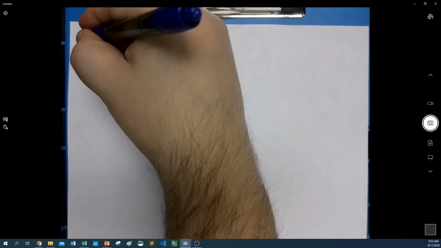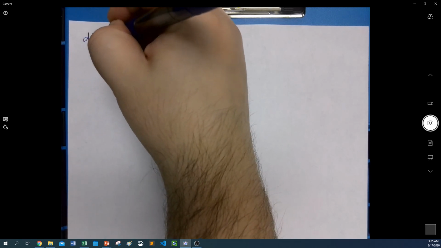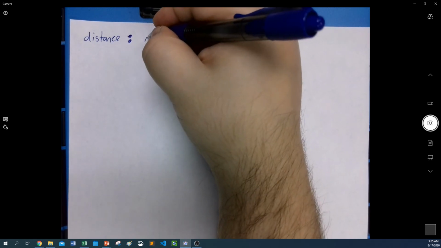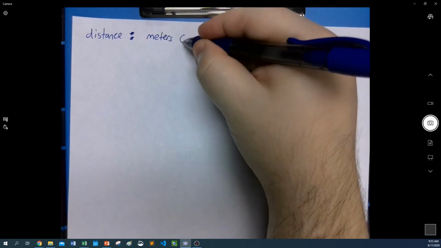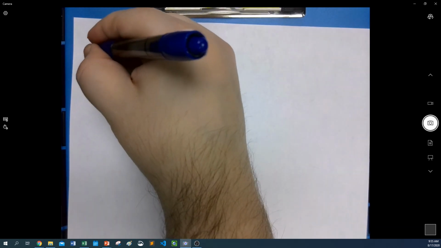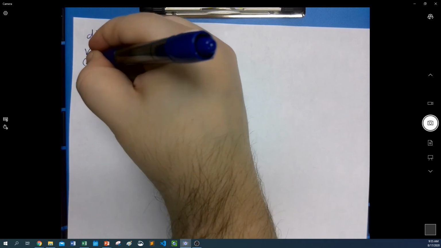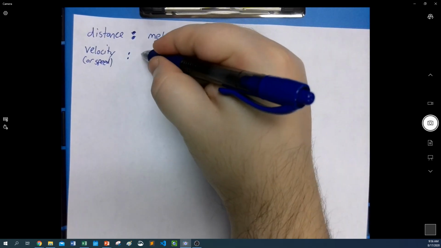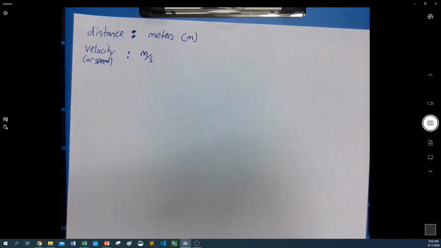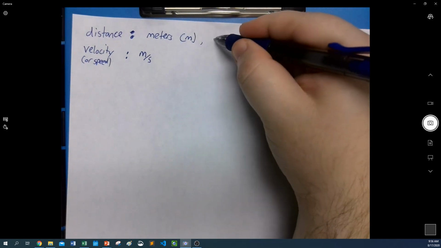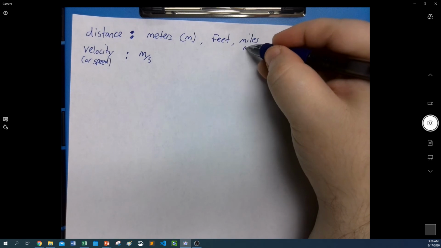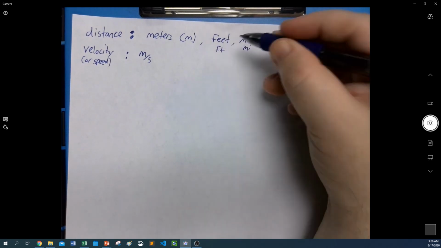So, writing down the units. A distance, we're going to usually do meters, represented by an M. Velocity, or speed. Examples of this is usually going to be meters per second. Other examples would be feet, miles. Miles, we usually do MI, feet, FT.